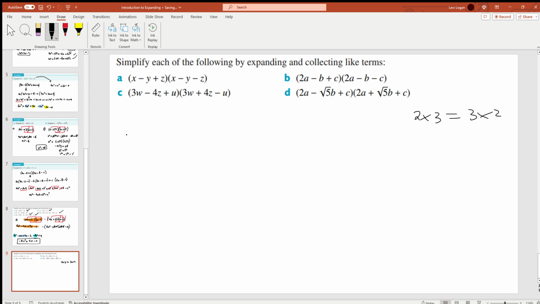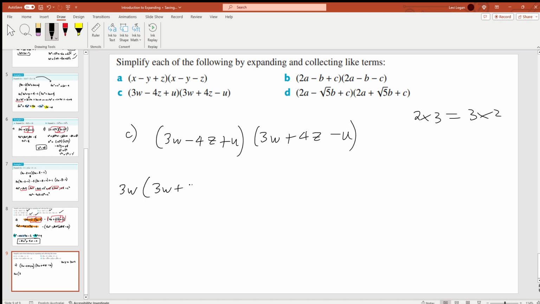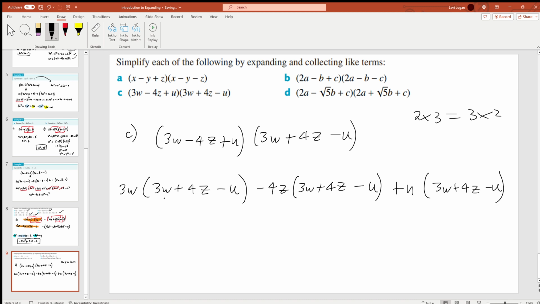Right, let's take a look at C. So C is going to be (3w minus 4z plus u) multiplied by (3w plus 4z minus u). So exact same thing as before. This will be 3w multiplied by (3w plus 4z minus u), minus 4z times by all that, plus u times by (3w plus 4z minus u). And now we'll pretty much do the exact same thing.